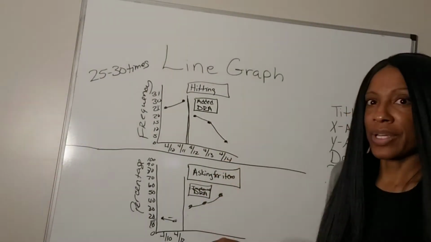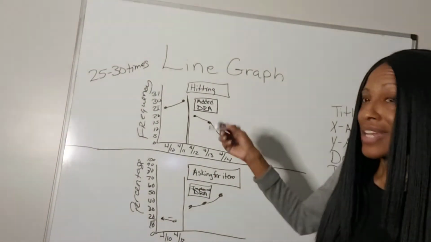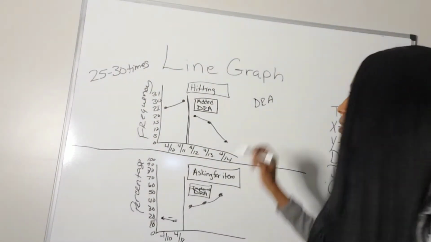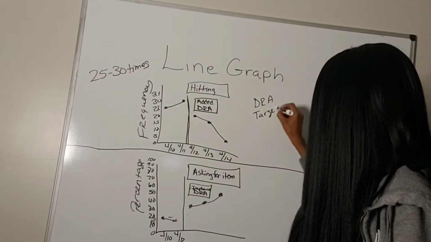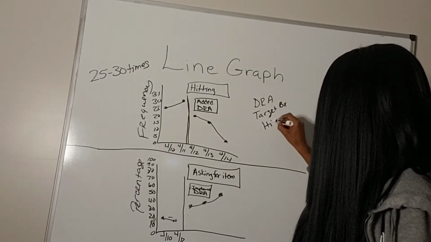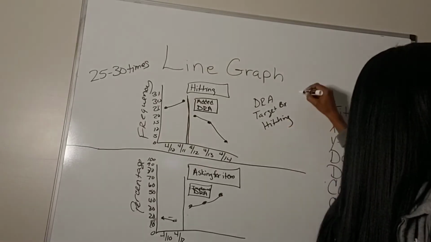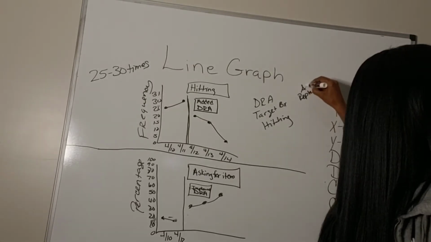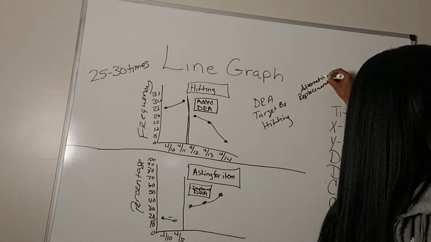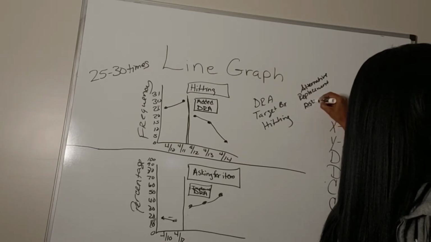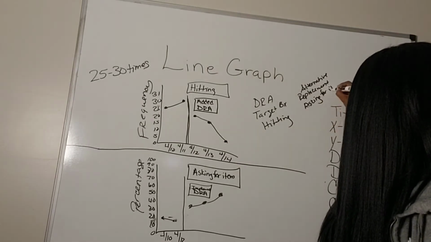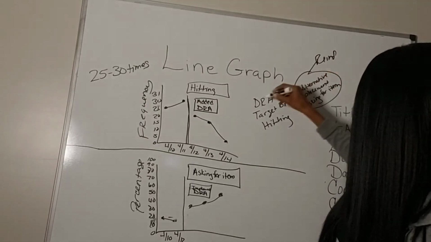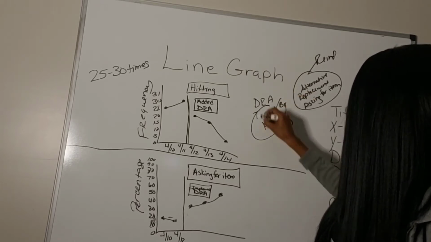So a DRA says what? Just gonna tie it all together. So you have a DRA. We have 2 conditions. What are we telling the difference between? Our target behavior, remember, which is hitting, and our replacement behavior, our alternative behavior. So instead of hitting, we are asking for an item. We're going to reinforce this one. That's where the reinforcement comes. And we're not reinforcing this one.